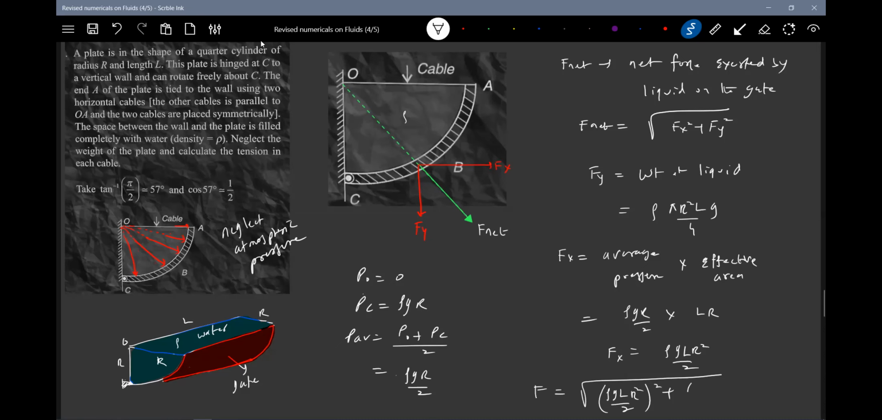plus this will be... no, but what was the question? The question was not to get this force, no? The tension in the cable. What about this particular point, it is hinged here, no? So here you are going to bring a condition now. So let me write it R. So this net force will exert a torque about this hinge. And the tension in the cable here will act in this direction.